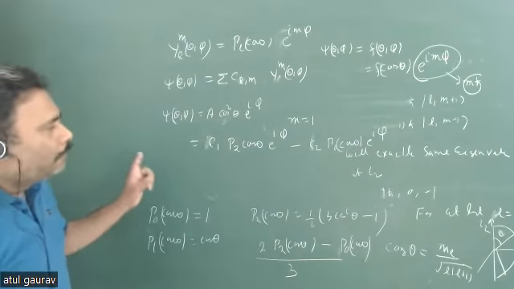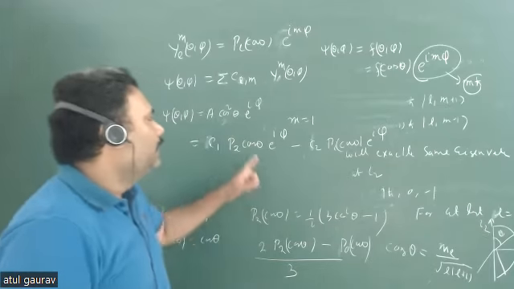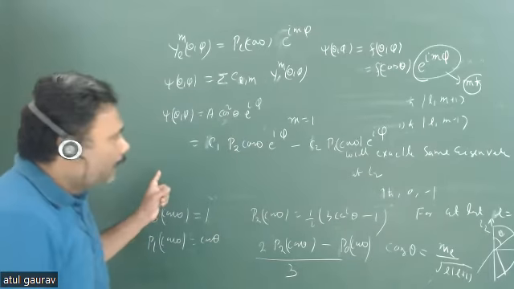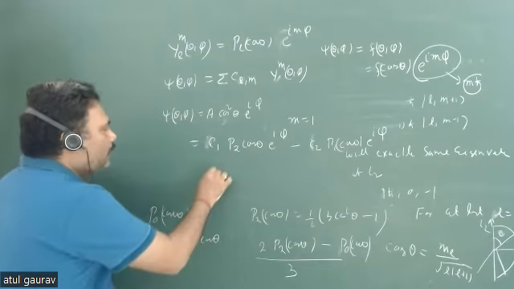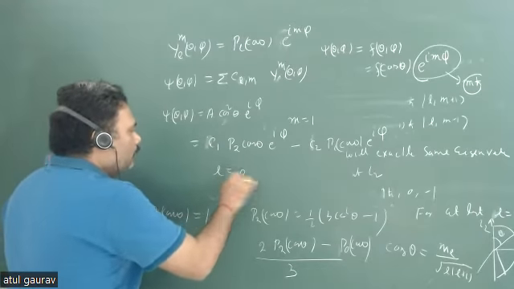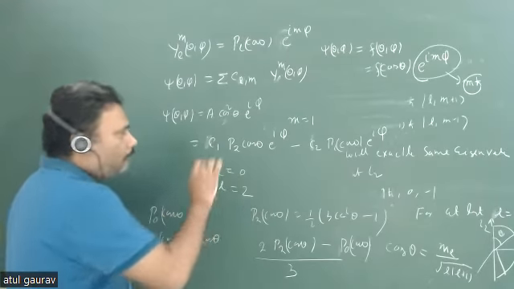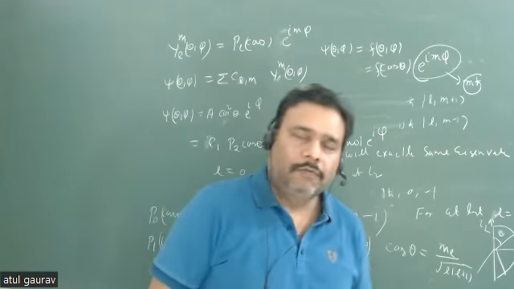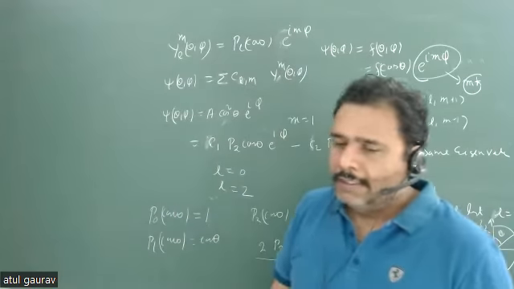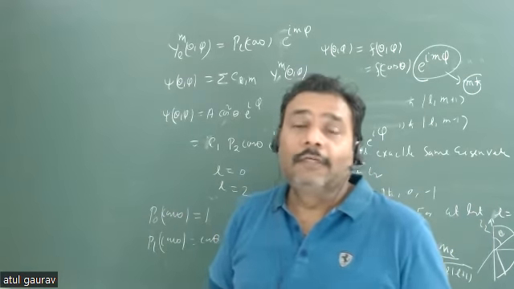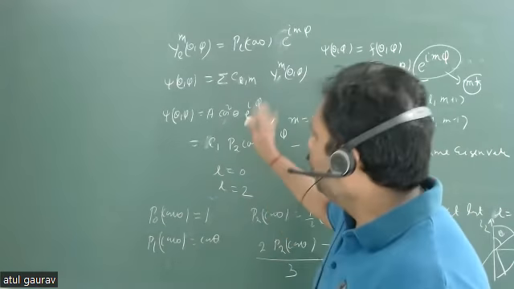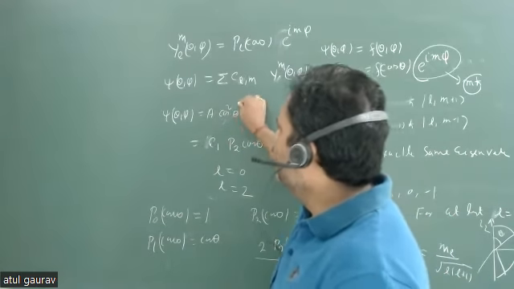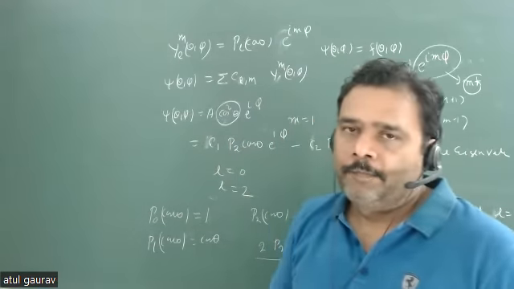So if you are going to measure Lz, then that value is M is equal to 1. But if you are going to measure L square, then that value is L is equal to 0 as well as L is equal to 2. So for L is equal to 0, that means 0 h cut square. For L is equal to 2, you have 6 h cut square. So here you have to be very much careful about this function.